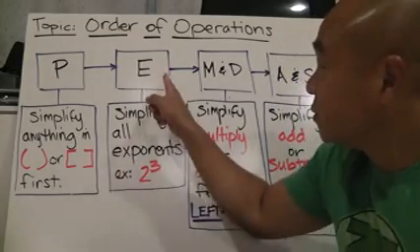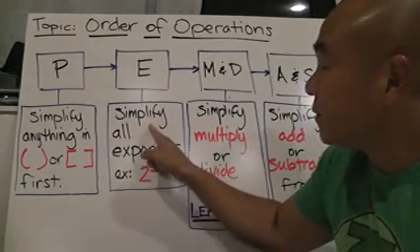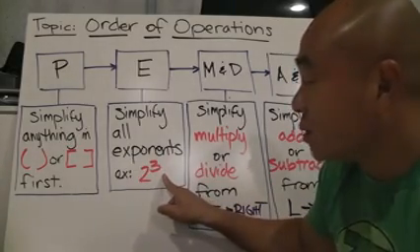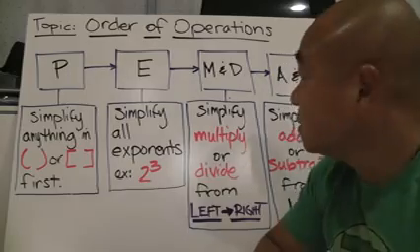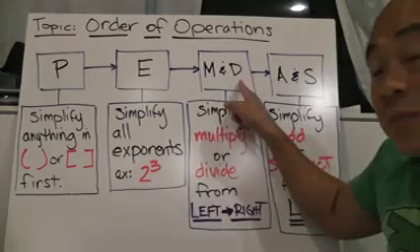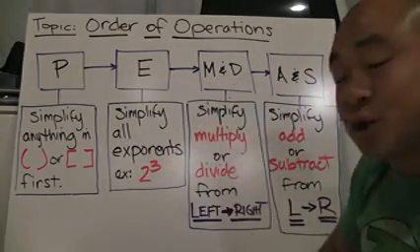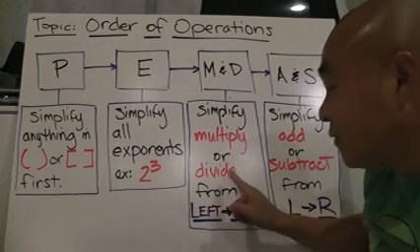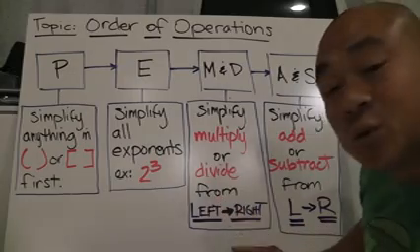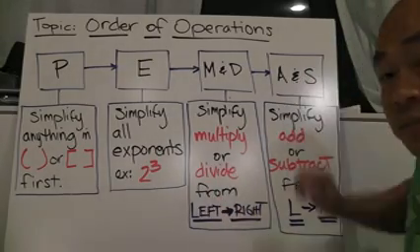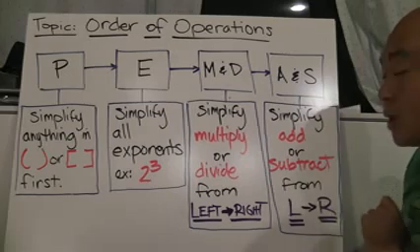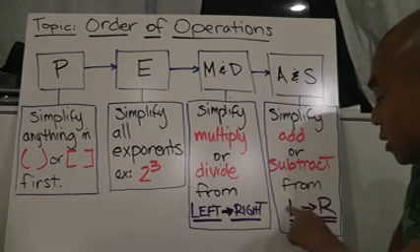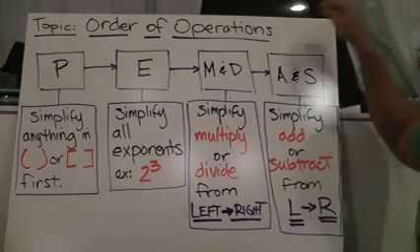The second thing that we're going to do is exponents. We're going to simplify all exponents. Anything that has that little power symbol, we're going to go ahead and do that after we're done doing the parentheses. Our third step is multiplication and division. We're going to simplify multiplication or division problems going from left to right. And finally, addition and subtraction. We're going to simplify addition or subtraction problems also going from left to right.